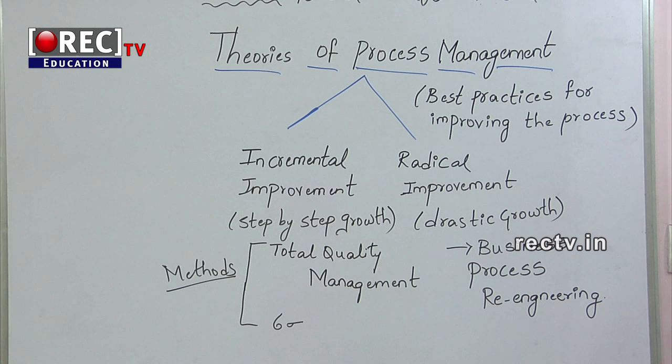Here, to improve this, we need some methods. If we want to improve the process under incremental improvement, we have 2 methods. One is total quality management and another method is Six Sigma. If we want drastic growth, that is, improvement under radical improvement, one method is business process re-engineering.